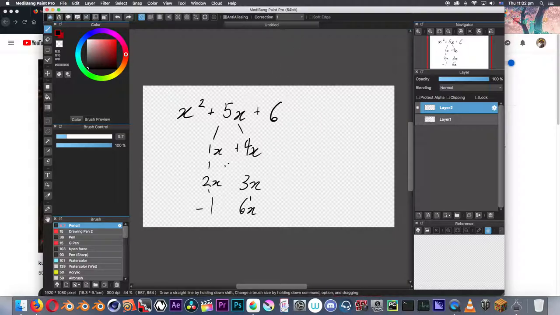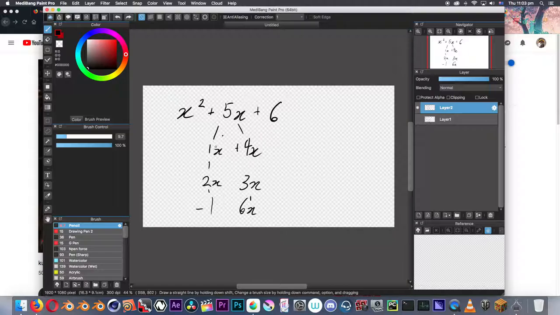So let's see. 1 times 4, that does not equal C. 2 times 3, yep, and negative 6. No, negative 1 times 6, I guess so, but it's a negative. I'm not really sure, but I definitely know this will work. So let's go ahead and do that.